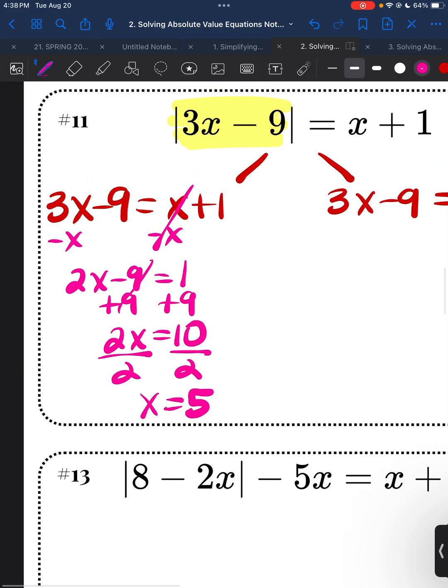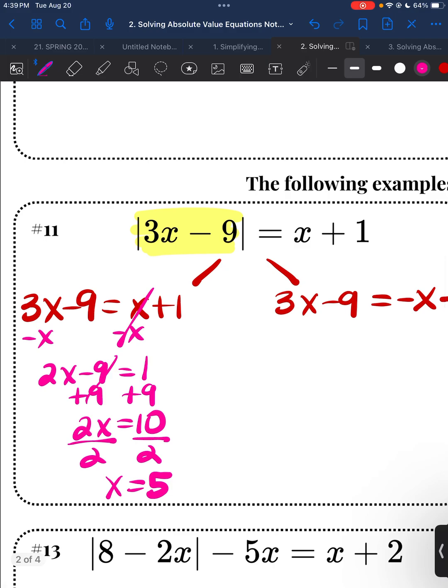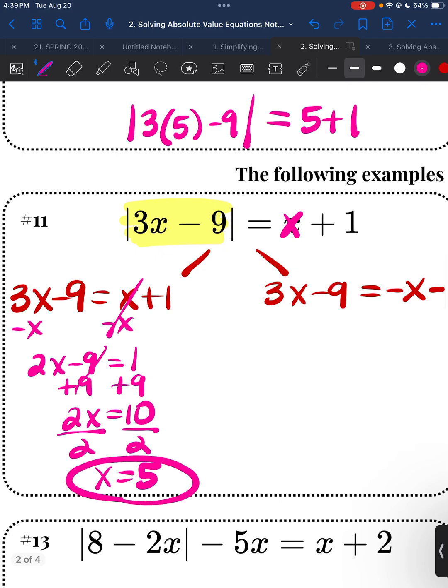You need to check it, plug it into the original. So I'll show this one. So when you plug it in, you'll do absolute value of 3 times, we're going to try the 5, minus 9, absolute value is equal to, we have x again here. So we're going to put 5 again. So 5 plus 1. And then this one gives you true, so you circle your answer.